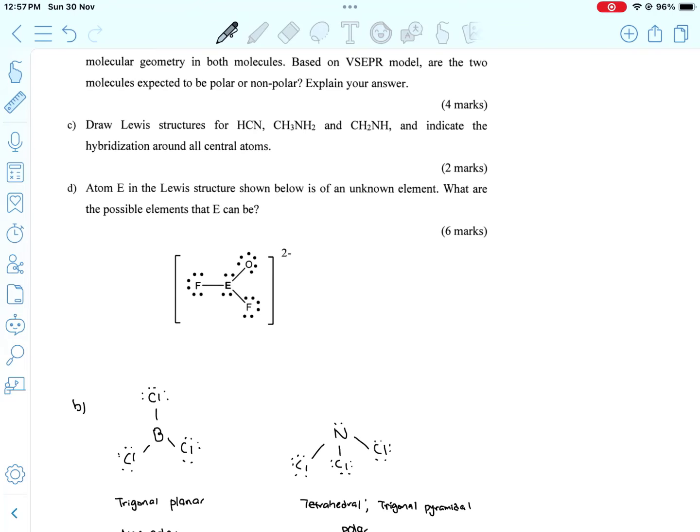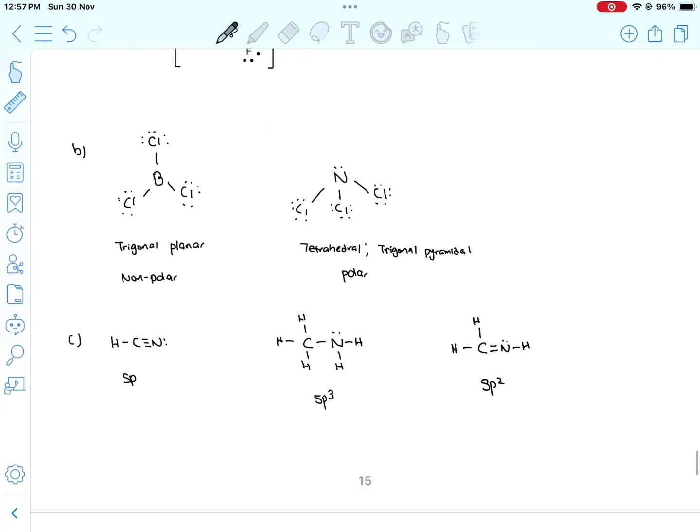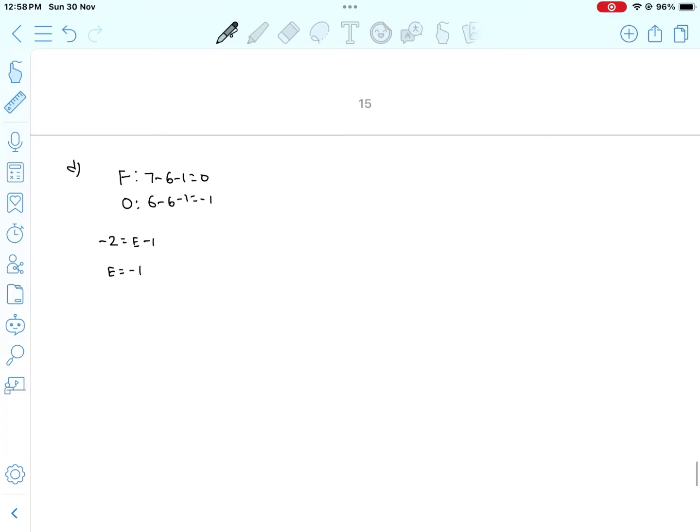Okay, so for the last part of this question, part D, we're asked to find what the possible elements for E are. And we do this through formal charges. So first you have to note that the charge of the ion is 2 minus. Then you find the formal charge of fluorine and oxygen. For fluorine it is 0, and for oxygen it's -1. So by balancing the equation, we get the formal charge of E, which will be -1.